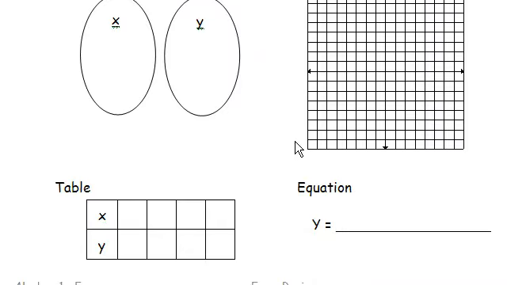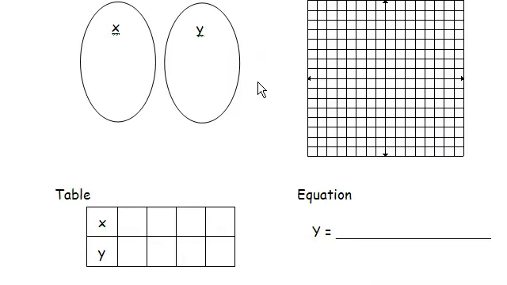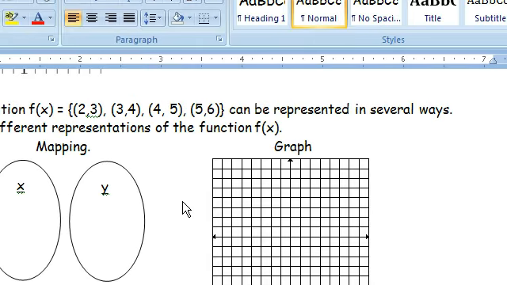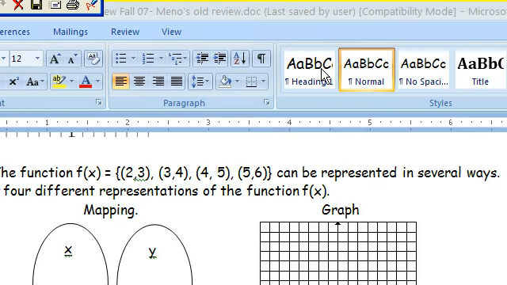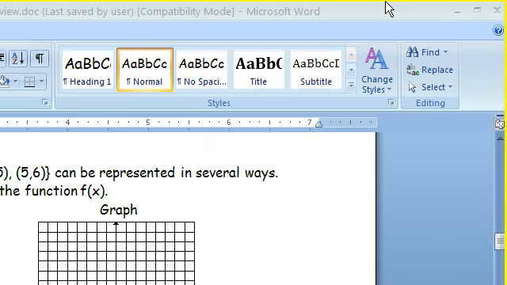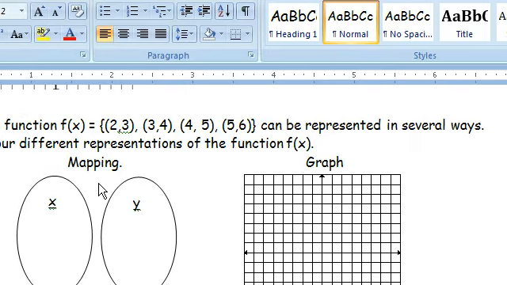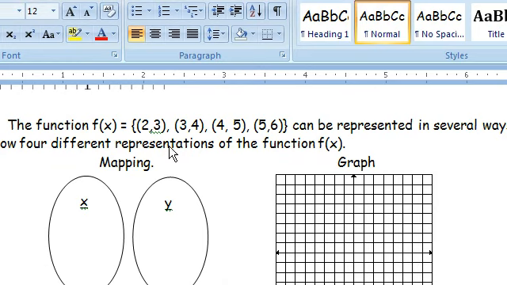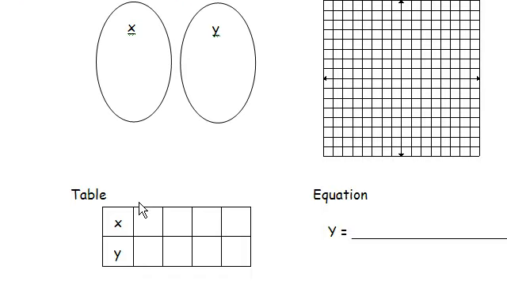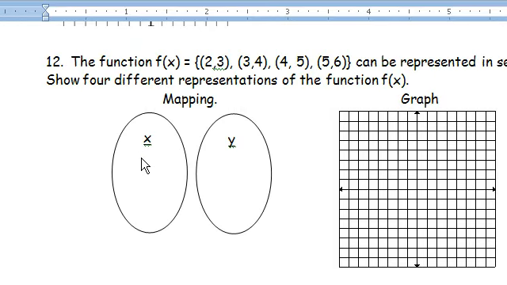Alright, let's cruise on down here to number 12. Alright, number 12, the function f of x equals a bunch of data points here, a bunch of discrete data. And so what we'll take a look at is we want to figure out different ways we can represent this data: mapping, graphing, tabular, and equation. Okay, well, let's map it first.